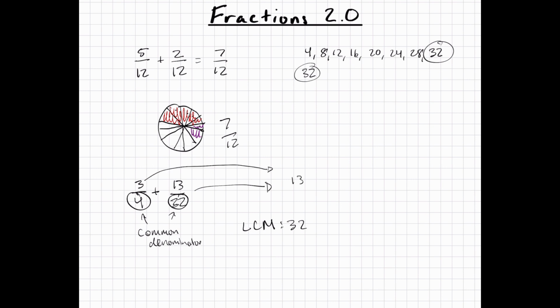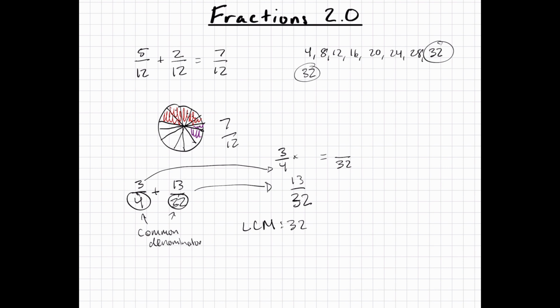Well, 13 over 32 already has a denominator of 32. How do we convert 3 over 4 to have a denominator of 32? Well, it's going to be the opposite of the simplifying that we did earlier. Instead of dividing by some factor, we're actually going to be multiplying by a factor. Remember, we want to get a denominator of 32 here.